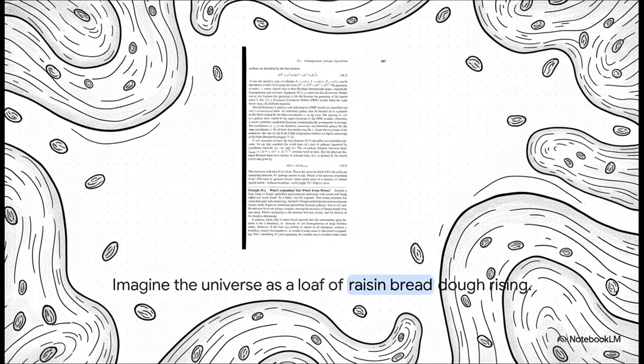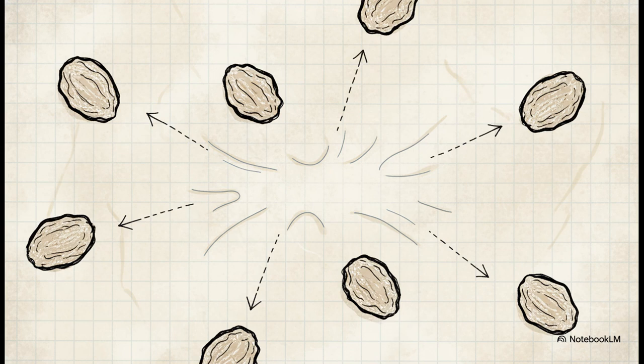To get our heads around this, physicists use this fantastic analogy. Picture an infinite loaf of raisin bread dough. In this picture, the galaxies are the raisins, and the dough itself, that's space. Now, as the bread bakes, the dough starts to expand. And here's the crucial part. If you're a raisin, you see all the other raisins moving away from you. But the dough isn't expanding into a bigger oven, right? The dough is the space. There's no outside. So the universe isn't expanding into some empty void. The very fabric of space-time itself is stretching.